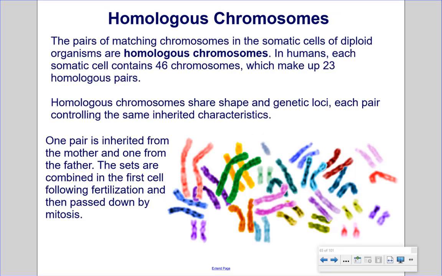Homologous chromosomes. The pairs of matching chromosomes in the somatic cells of diploid organisms are homologous chromosomes. In humans, each somatic cell contains 46 chromosomes, which make up 23 homologous pairs. Homologous chromosomes share shape and genetic loci, each pair controlling the same inherited characteristics. One pair is inherited from the mother, and one from the father. The sets are combined in the first cell following fertilization and then passed down by mitosis.